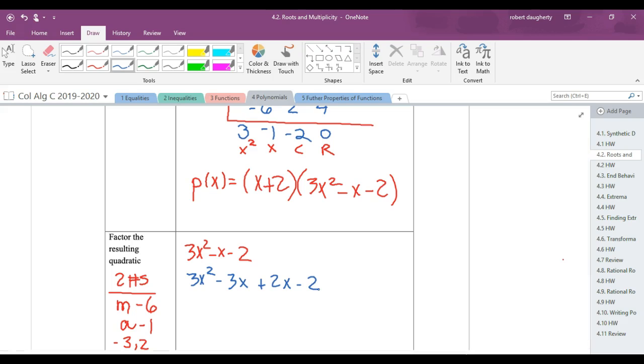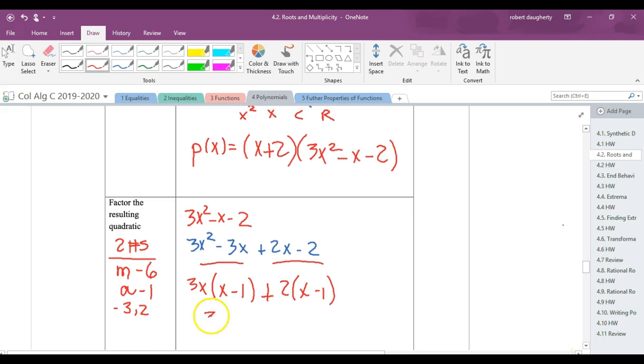Grouping, okay? That means I look at the first two terms and the second two terms. What do the first two terms have in common? 3x, and I'm left with x minus 1, plus, what do the next two terms have in common? 2, and that's 2x minus 1. So how does this factor? What's the factorization? Yeah, 3x plus 2 times x minus 1.